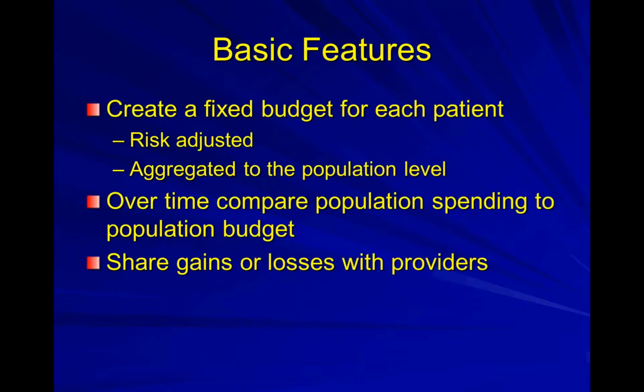And then what you do is you compare the spending for that population. Again, fee-for-service continues underneath this, so you look at the fee-for-service spending, you add it all up, you look at the spending at the population level, you compare it to the budget. If the spending is above the budget, the organization that has responsibility for the person has to share the losses, and if the spending is lower, they get to share some of the gains.